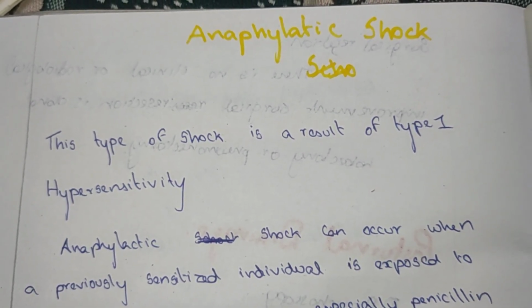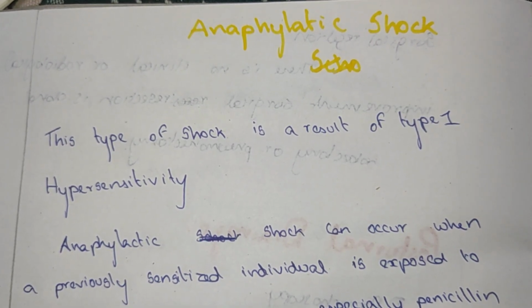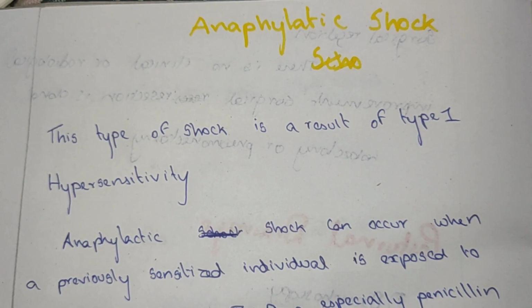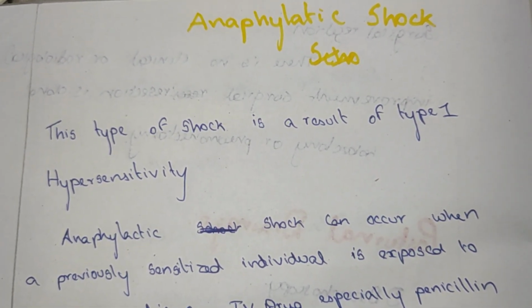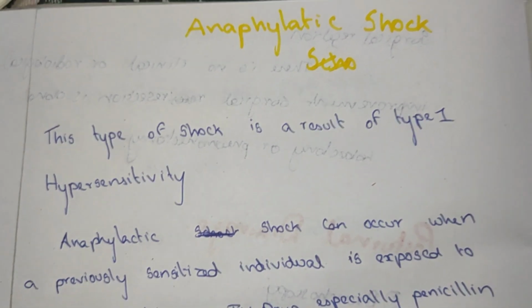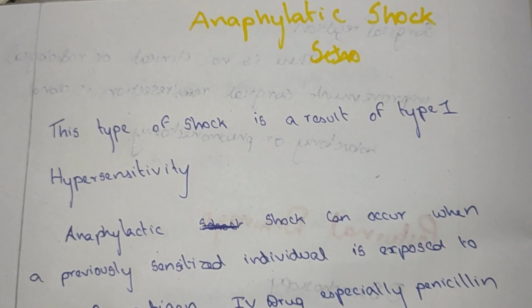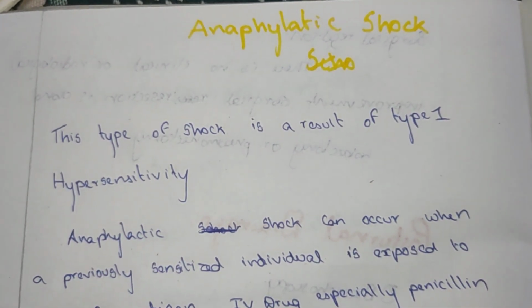In this video, we are going to see about anaphylactic shock. Anaphylactic shock is a result of type 1 hypersensitivity. There are 4 types of hypersensitivity reaction: type 1, type 2, type 3 and type 4. Type 1 results in anaphylactic shock.